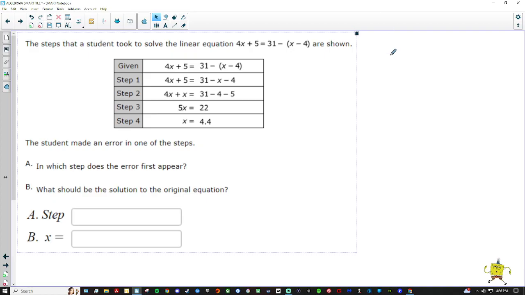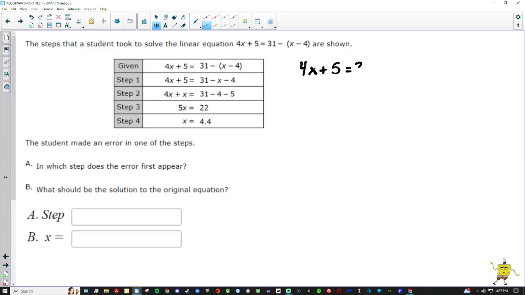Okay. The steps that a student took to solve the linear equation 4x plus 5 equals 31 minus x minus 4 are shown. Okay, whenever we're doing our steps, it has two parts. First, it asks where the error appears, and then what the original answer should be. So you should always just solve the whole problem. 4x plus 5 equals 31 minus x minus 4. Draw my waterfall.